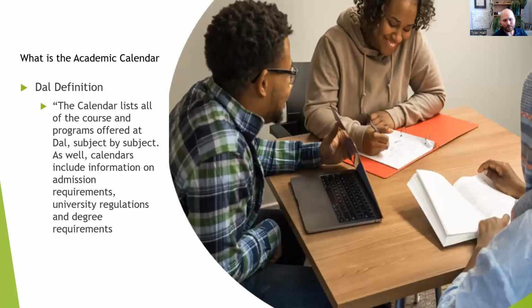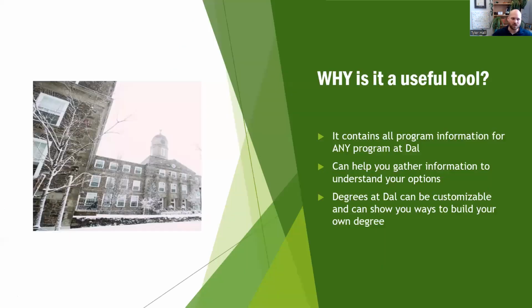So the definition of the academic calendar is it lists all the courses and programs offered at Dal, subject by subject. As well, calendars include information on admission requirements, university regulations, degree requirements. So really, everything you need to know about Dal technically is somewhere in this document, and hopefully after today, you'll be able to navigate it a little bit better. It really does house a lot of really important information.